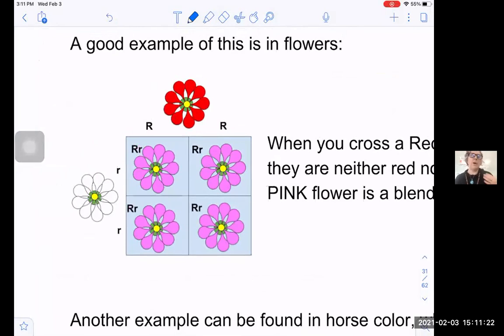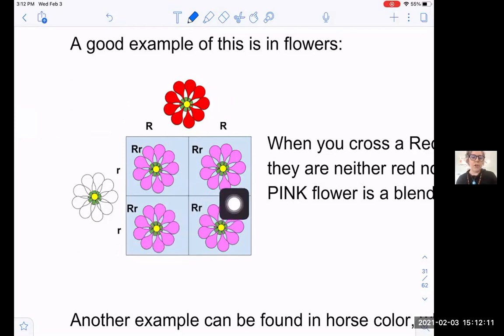We see this example of incomplete dominance happening in flowers and in some animals. So we have a red version of a flower, and I'm just going to use big R to represent the red, even though it's not dominant over the white. I'm just using the same letter because we're still talking about the same trait. Okay, we're still just talking about flower color. So if I use big R to represent the red parent and little r to represent the white version, when we cross these two in a Punnett square, what we find is the heterozygous babies are all pink.